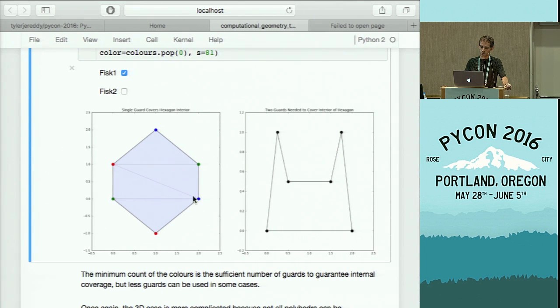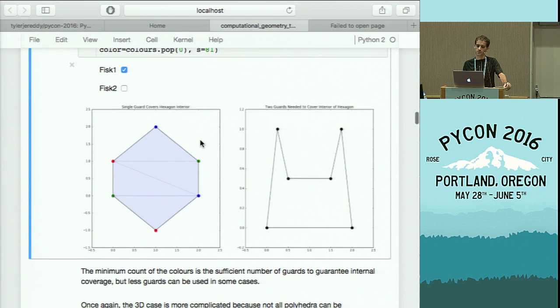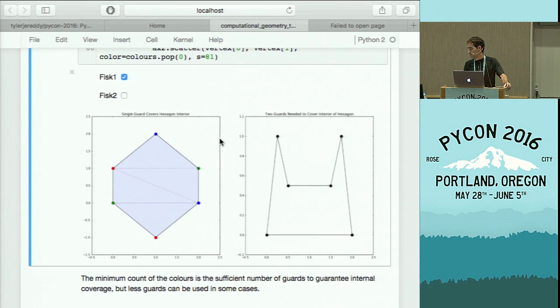So if we focus on this green vertex here, you can see the guard placed at that vertex can see all of the contents of this triangle and all of the contents of this triangle. So all of the contents of the triangles that it's connected to. And the same thing for this green vertex here. So it's connected to this triangle and to this triangle here. So that's not quite a formal proof, but it's pretty close to getting there.